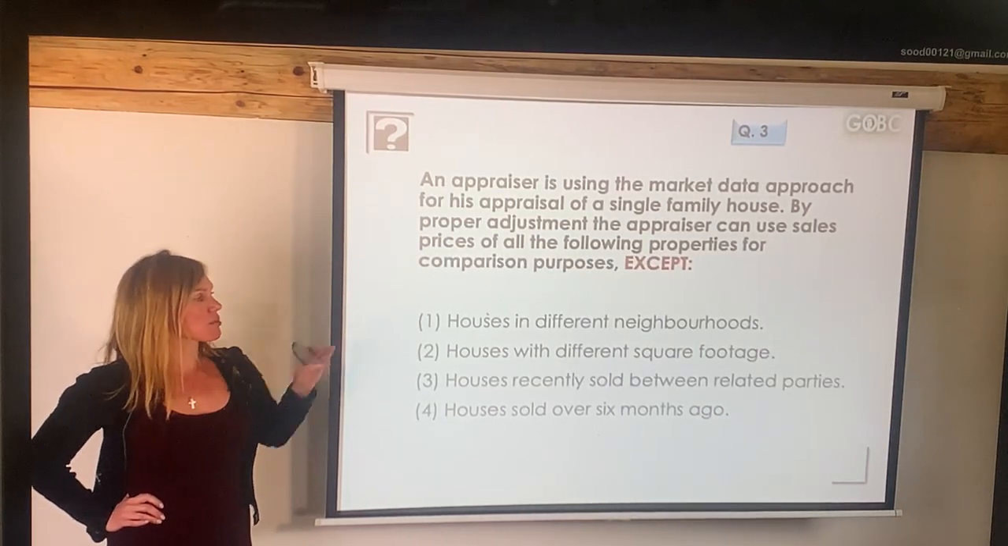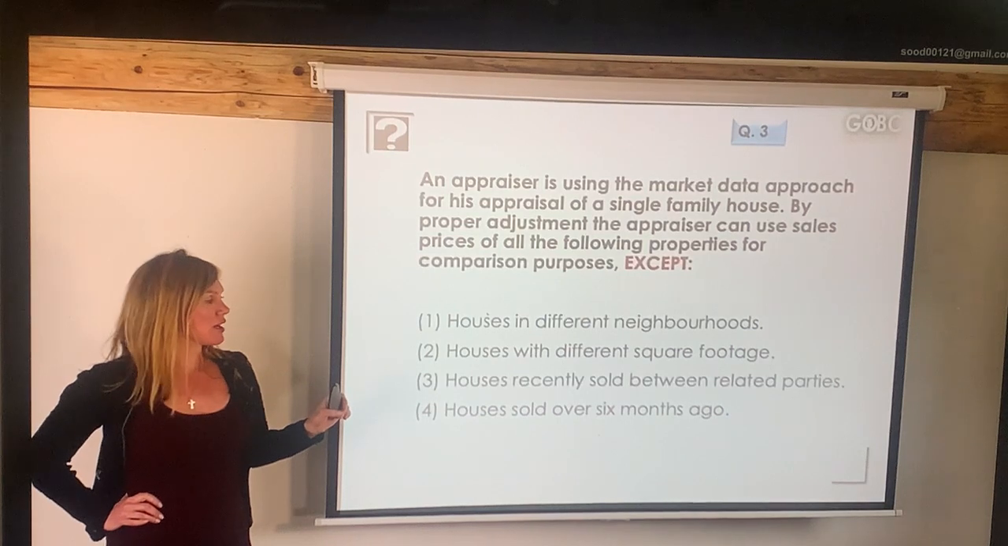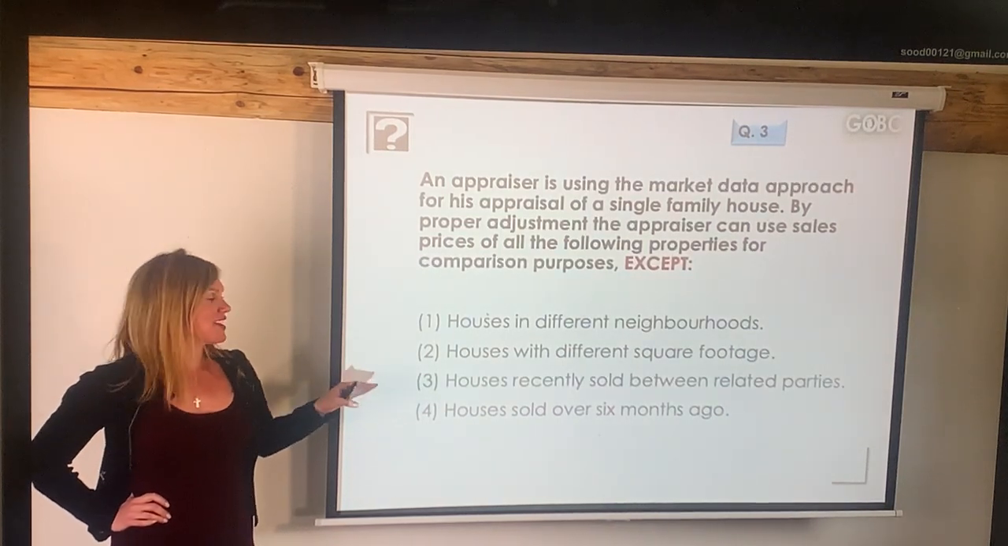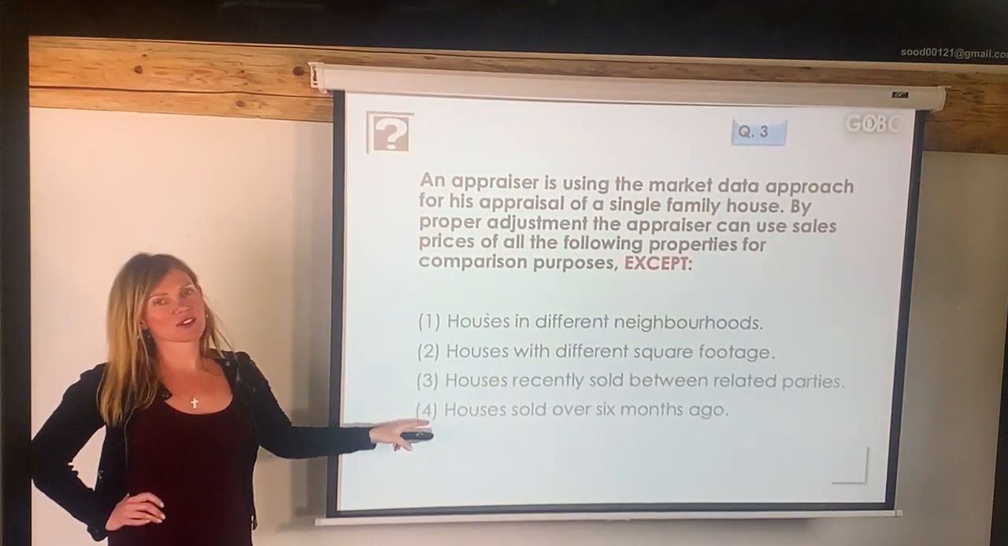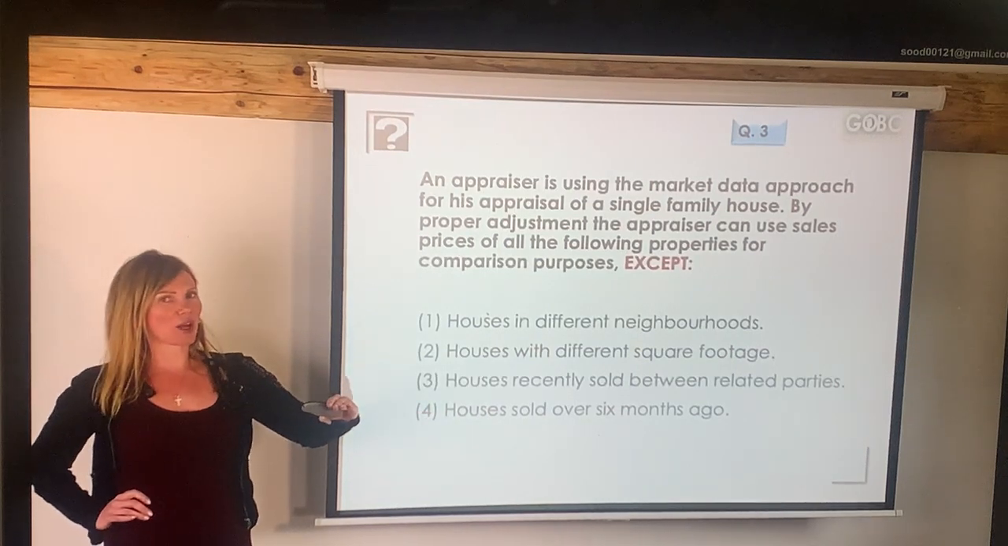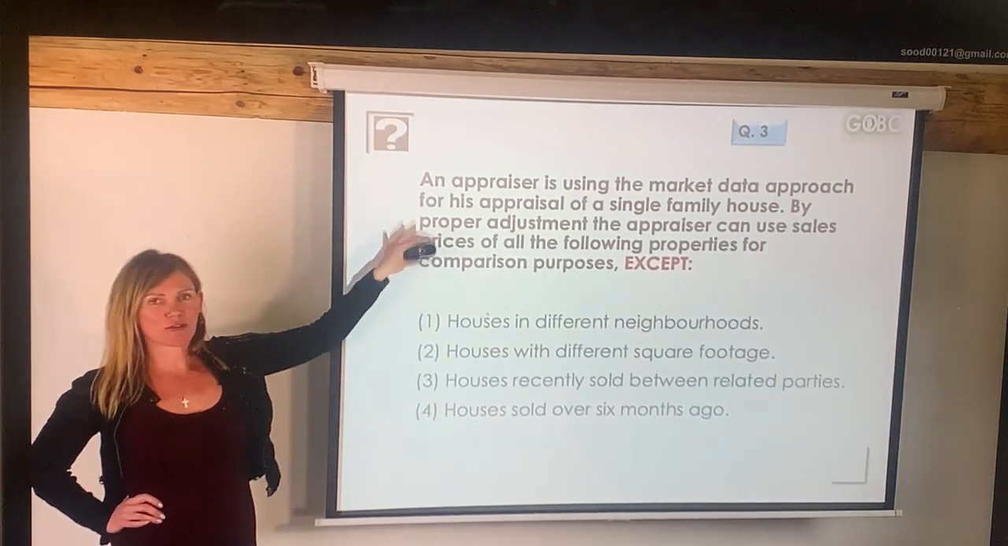Okay, houses in different neighborhoods, houses with different square footages, houses recently sold between related parties, and houses sold over 6 months ago. I'm not talking about recent, so you can use that as long as the market has been stable, that's okay, okay? I'm not looking for a recent definition here.